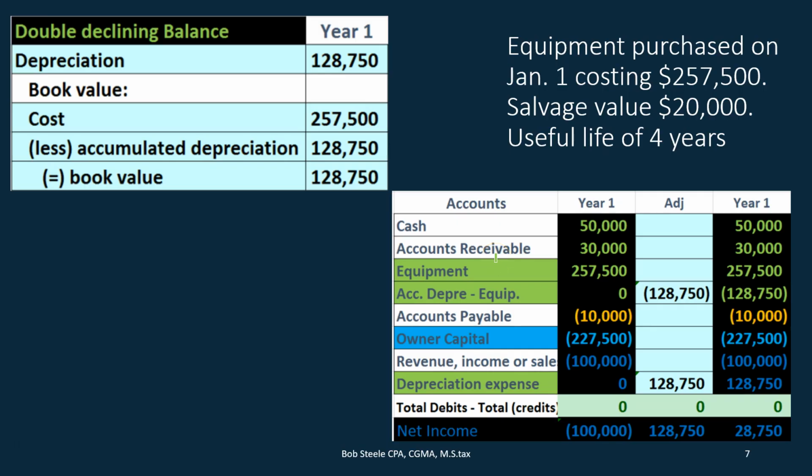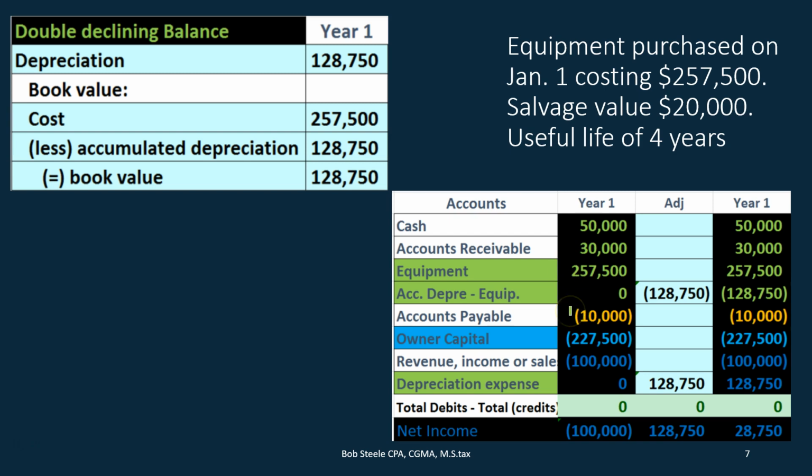If we look at it in terms of the journal entry, again, the format of the journal entry is going to be much the same, but of course the number has now changed. And if we look at a trial balance, we've got year 1. I'm going to say that we have cash, receivables, and then here's the equipment that we put on the books at the cost, $257,500. The accumulated depreciation before this adjusting entry being 0.